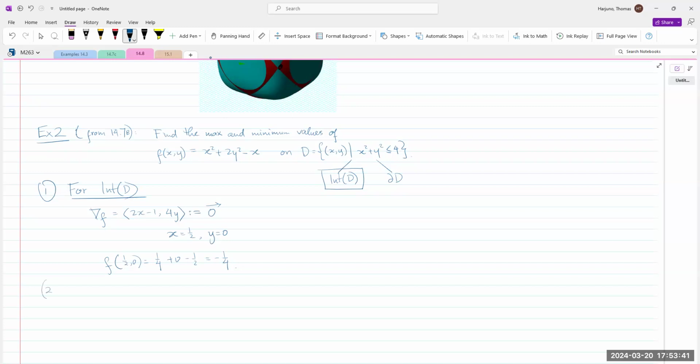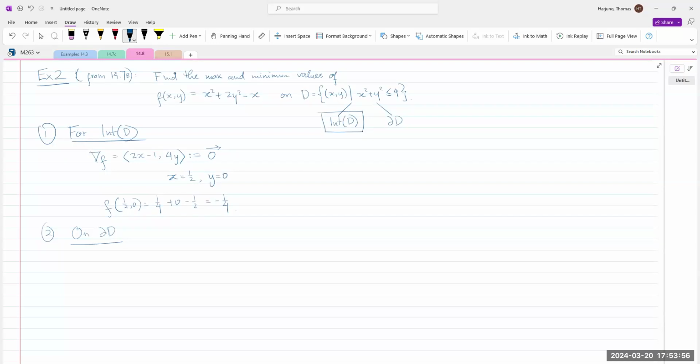Now how about at the boundary? In the past, we parameterized the boundary, but right now we don't. On the boundary, we deal with x squared plus y squared equals 4. Call that our constraint. Let g(x, y) equals x squared plus y squared, equals 4. So the gradient of g equals (2x, 2y). Now what we need to solve is the gradient of f equals lambda times the gradient of g, and of course g(x, y) equals 4.